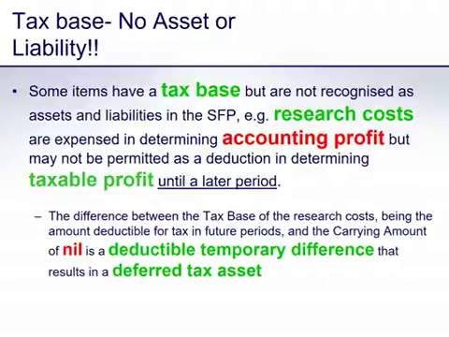Putting this back into our formula for deferred tax, the carrying amount of 0 less the amount of future deductions in respect of these research costs gives rise to a deductible temporary difference, which would then ultimately be recognized as a deferred tax asset, as we'll explain in just a moment.